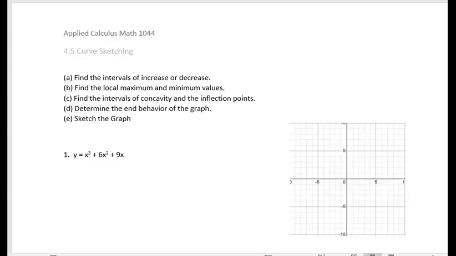We are going to go back to looking at using characteristics of the derivative to draw a graph. So we've worked on this in pieces, and now we're going to put everything together. In the pieces, we looked at how to find the intervals of increase or decrease. We looked at the max and the min values.